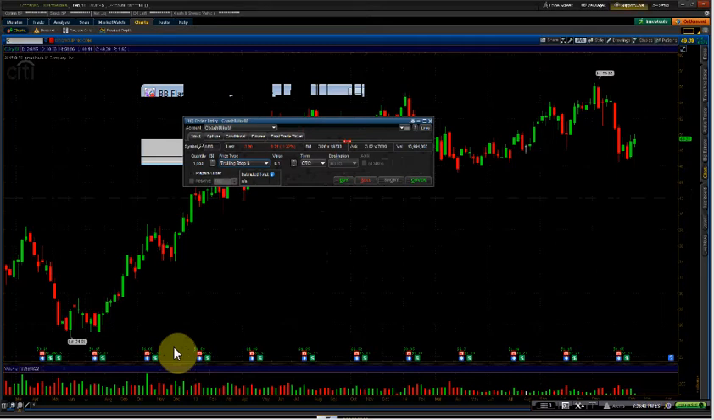So we're talking about a $3 stock. What's 10% of that? $0.30.